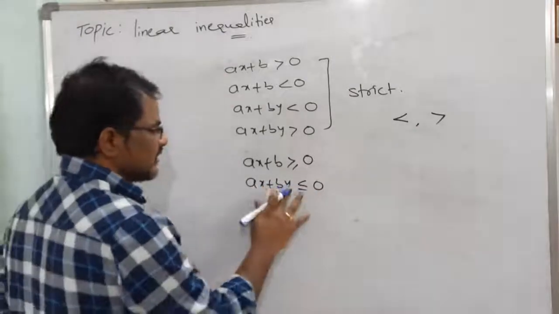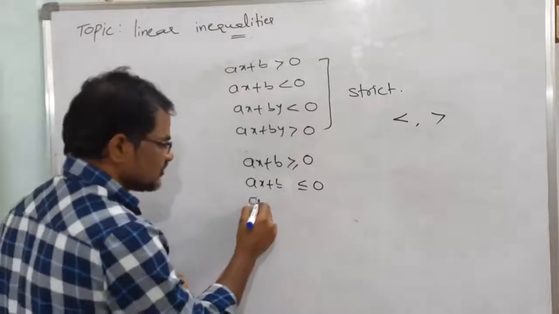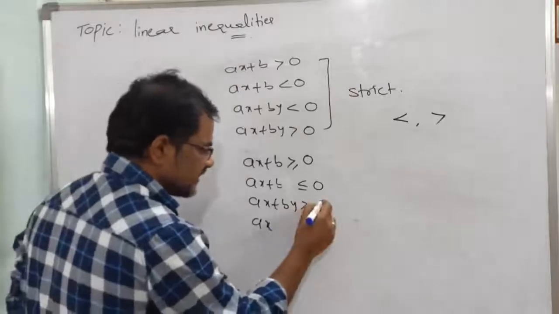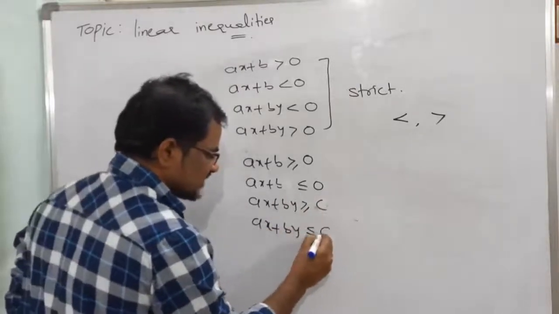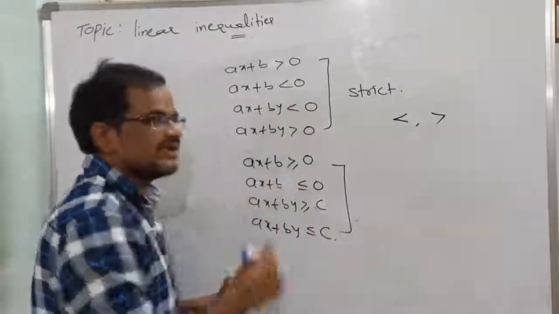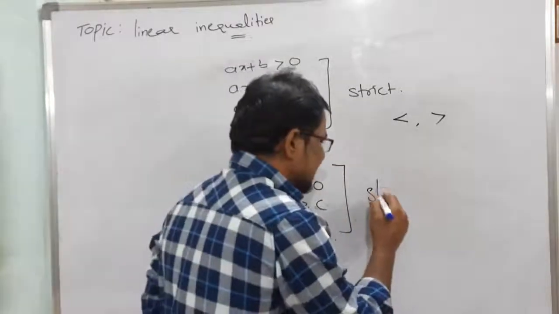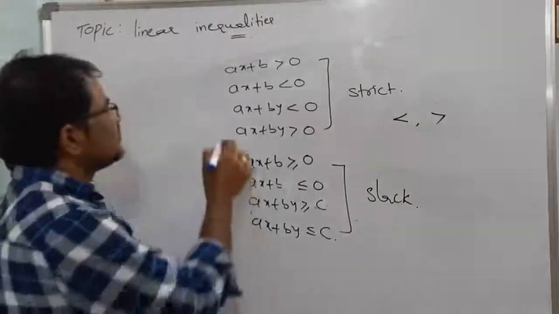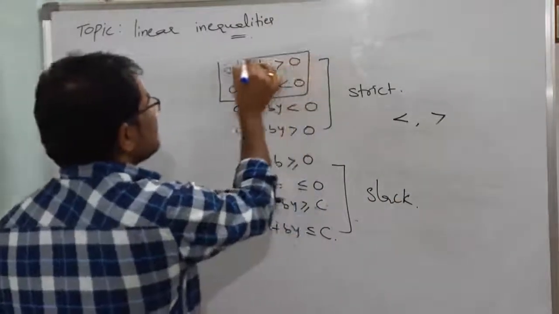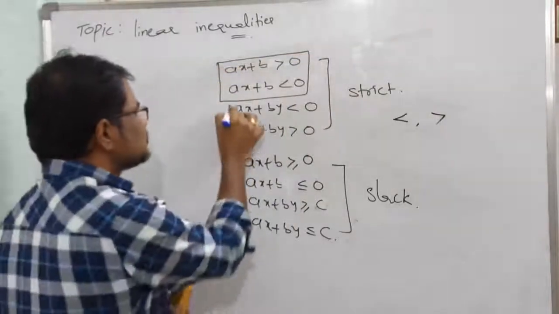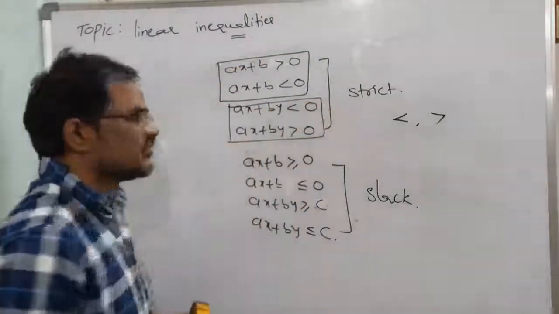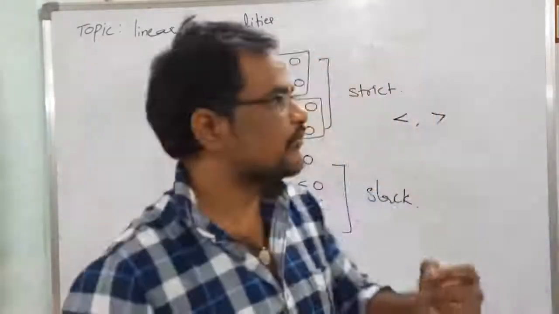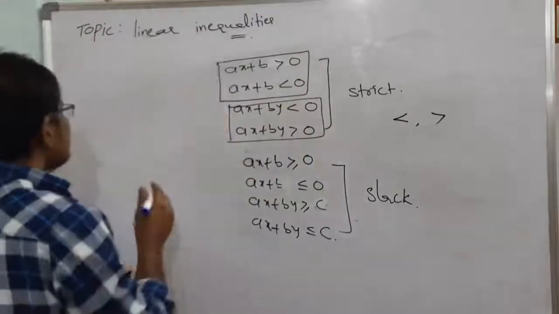Similarly, ax + b ≥ 0, ax + b ≤ 0, or ax + by ≤ 0, ax + by ≥ 0, or ax + by ≤ c. This type of inequality is called a slack inequality. Here, these two are inequalities in one variable and these two are inequalities in two variables.